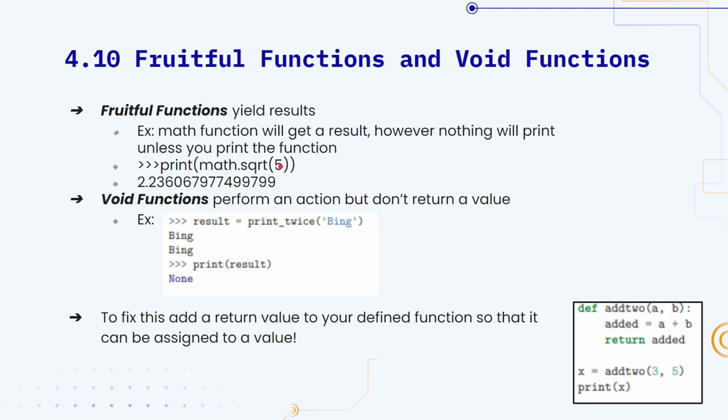On the other hand, there are void functions, which perform an action but don't return a value. For example, the function we just created, print twice, is a void function because it does the action of printing the argument, but it does not return any value. That's why you can't print the function print twice, because there's no value being returned. To change this, you can add a return value to the function so that it can be assigned to a value or used to perform an action. So let's look at this in the text editor.